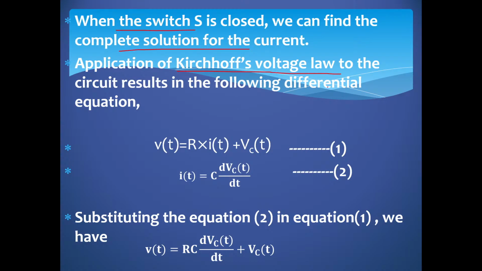Applying Kirchhoff's voltage law, what is the equation? V of t is equal to R into I of t plus Vc of t. I didn't write the voltage equation across the capacitor. I know the equation, but I have simply written Vc of t, because as I have already told you, as soon as the switch is closed, the voltage across the capacitor will be 0, meaning the capacitor is acting as a short circuit. That's why instead of writing the voltage equation, I have simply written the notation of the voltage, Vc of t.